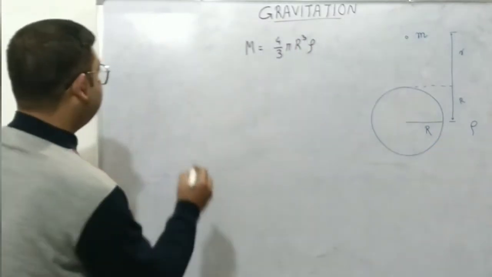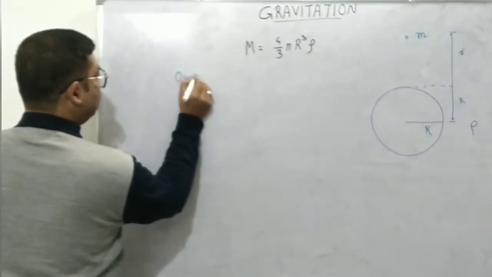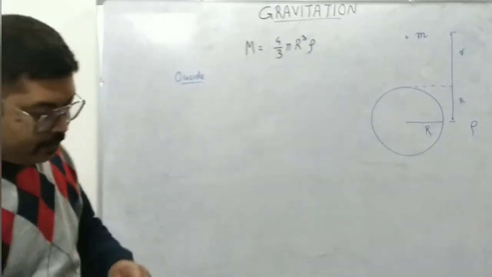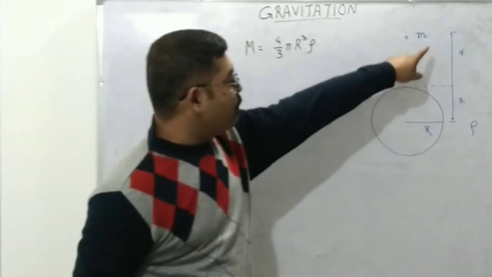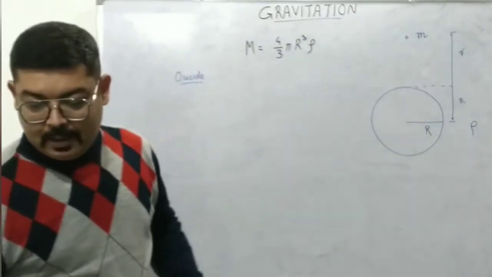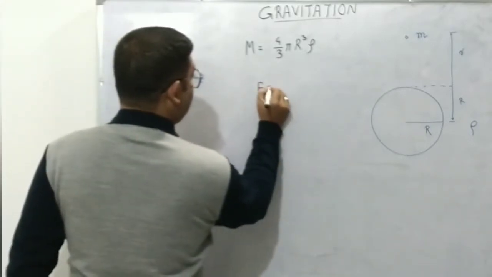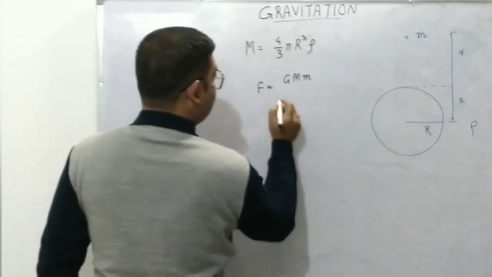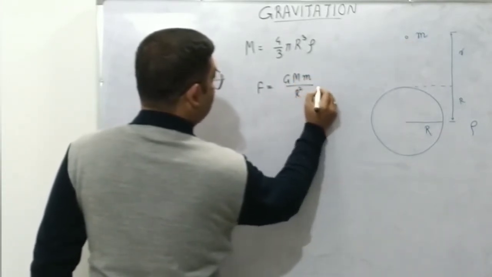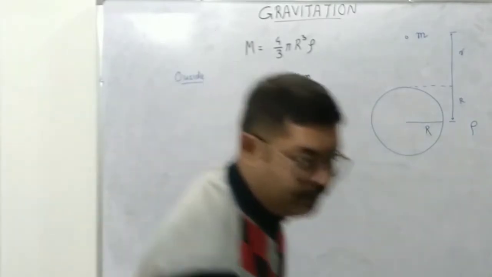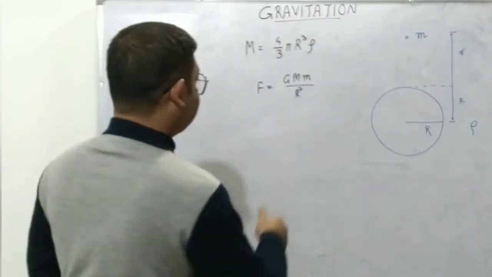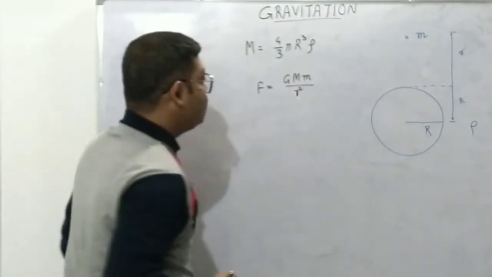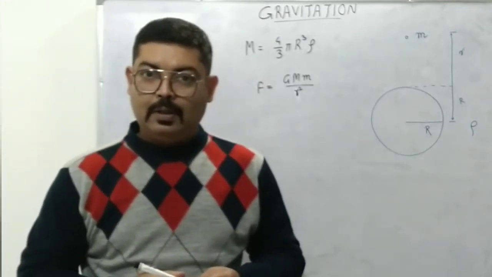So outside the Earth's surface, if an object is placed, and if the distance of the object from the center of the Earth is r, then we know that the force of gravitation in magnitude will be given by G capital M small m, the mass of the smaller object, divided by r square, not capital R square this time, since this distance is smaller, so it will be small r square.